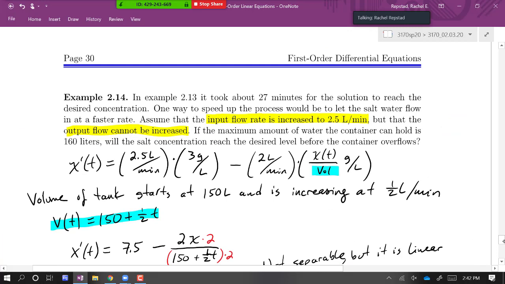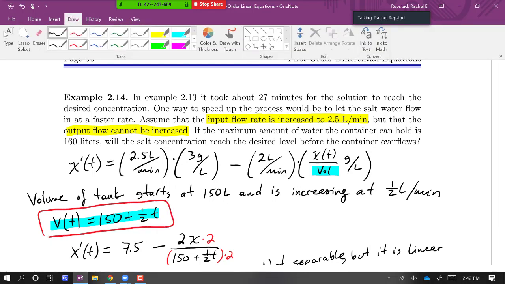We want to get to 1 gram per liter. And we want to know, will the salt concentration reach the desired level before the container overflows? Because the input rate was 2.5 liters per minute, and the outflow is just 2 liters per minute. So the overall volume is increasing at 0.5 liters per minute over time, and we got this nice volume function.